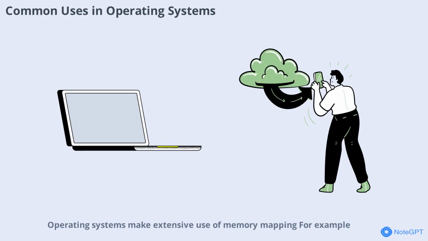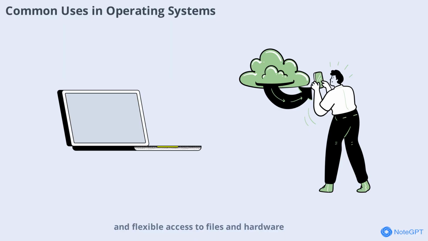Operating systems make extensive use of memory mapping. For example, when you launch an application, the OS often maps the program's executable file into memory. This allows the program to start quickly and access its code and data efficiently. Memory mapping is also used for managing shared libraries, device drivers, and system resources. By leveraging memory mapping, operating systems can provide fast, secure, and flexible access to files and hardware.